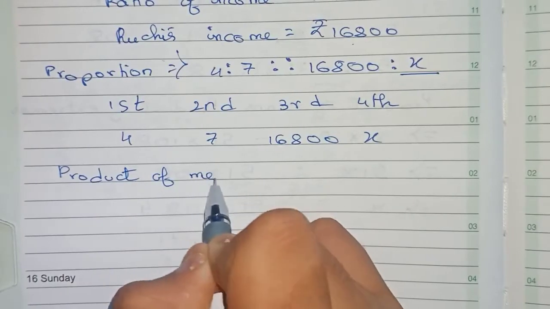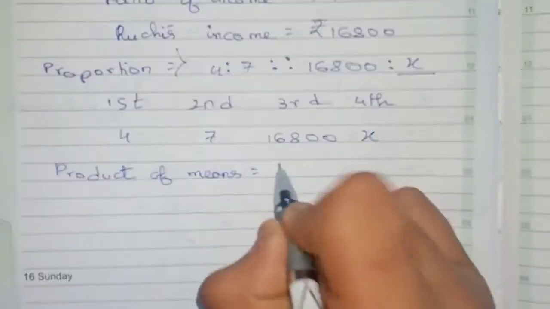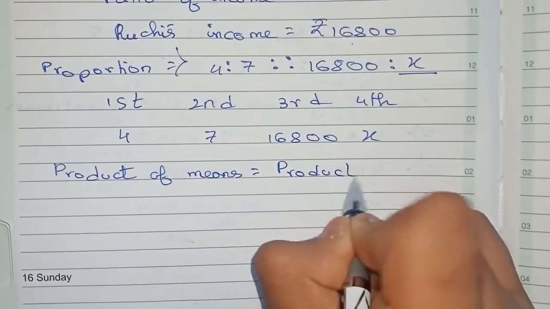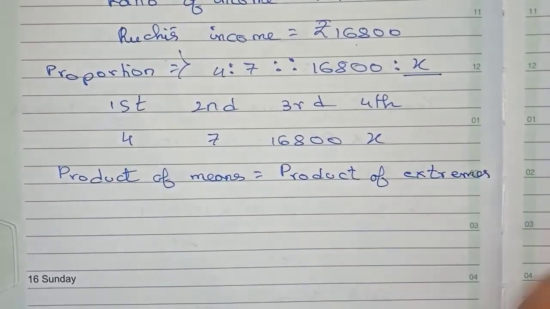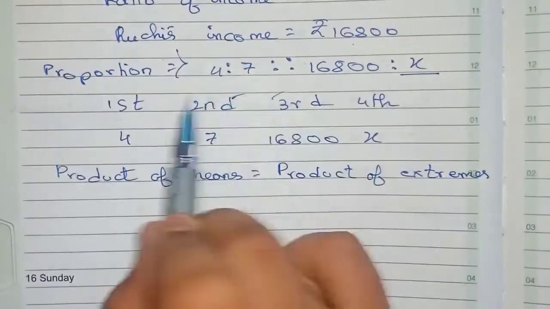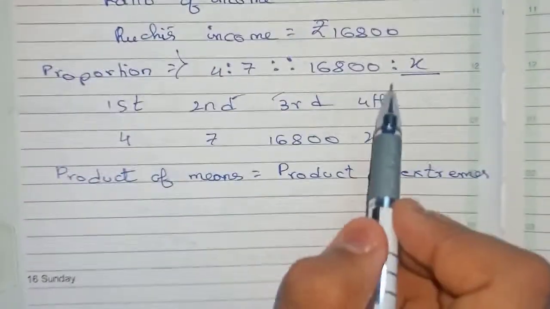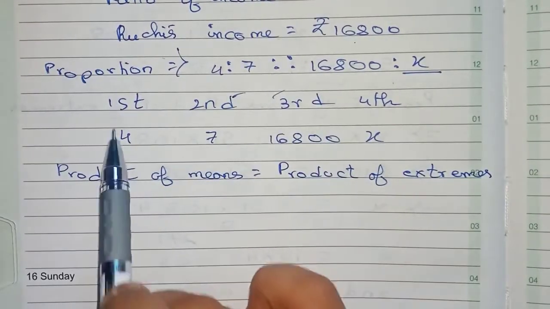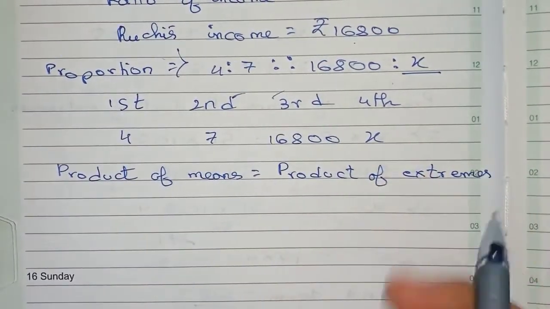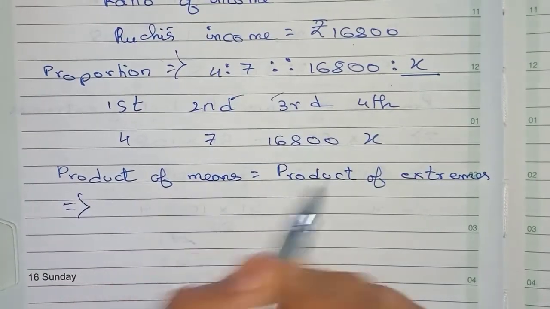is equal to the product of extremes. The second and third terms are known as means, and the first term and the fourth term are known as the extremes. That means the middle two terms are means, and the first one and the last one are known as the extremes. So I arrange it in that manner.